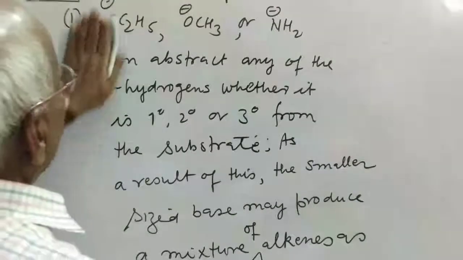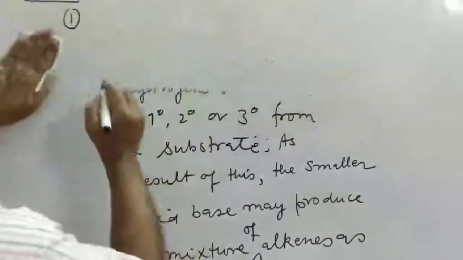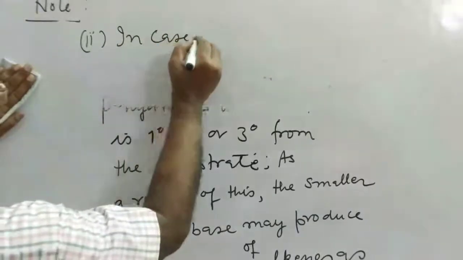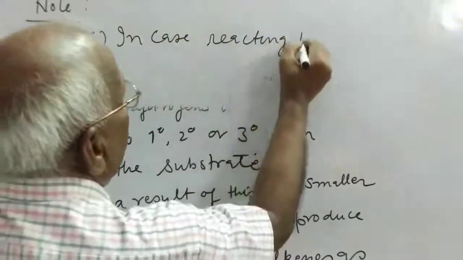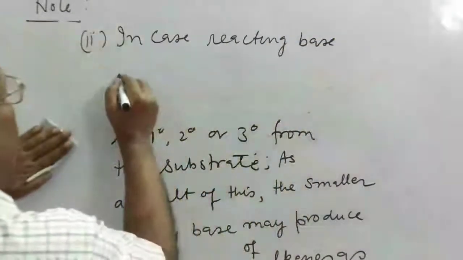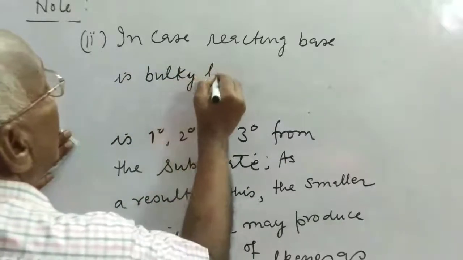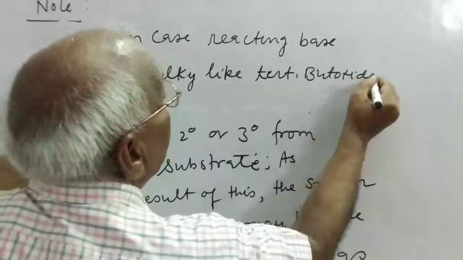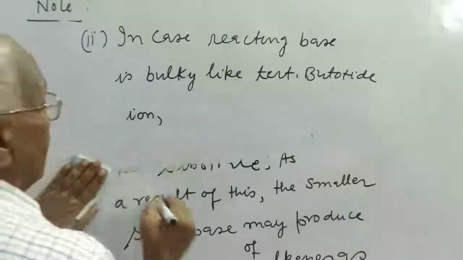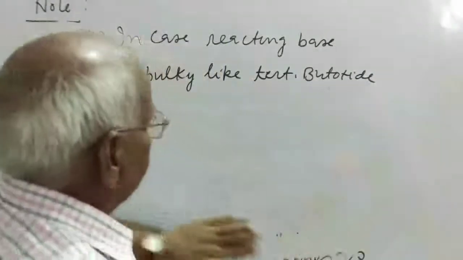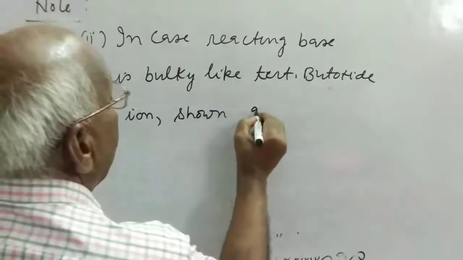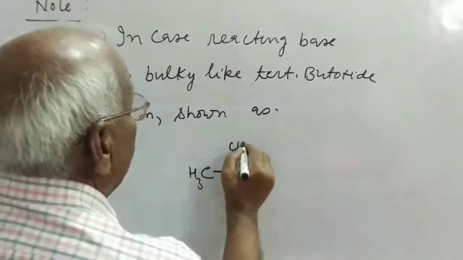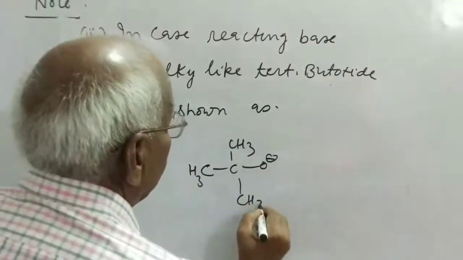Second note is, in case when the reacting base is bulky, like tertiary butoxide ion, shown as CH3, CH3OCH3, bulky base.